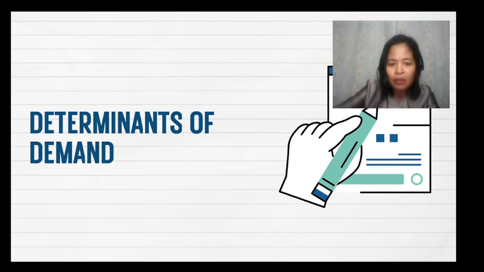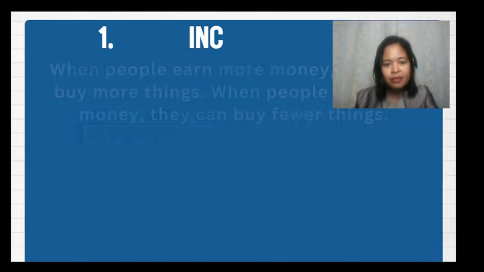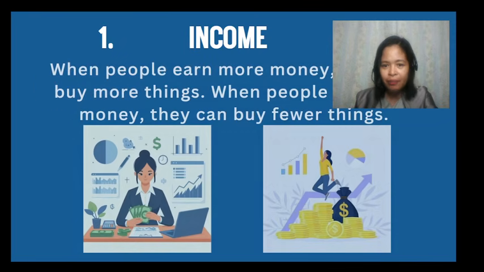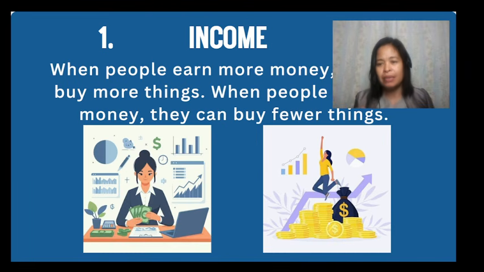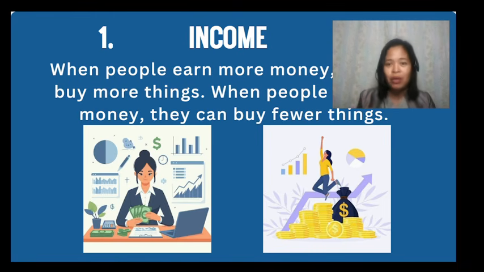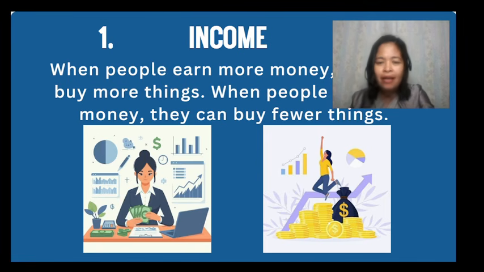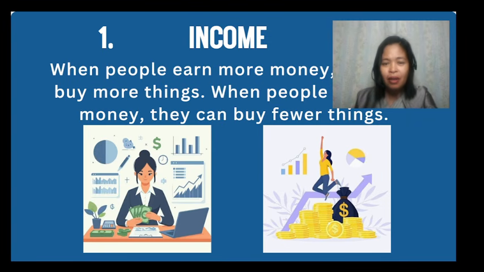So first is the income. When people earn more money, they can buy more things. That's clear. More money, we can buy more things. When, on the contrary, people earn less money, they can buy fewer things. All right, so let's apply that to students.